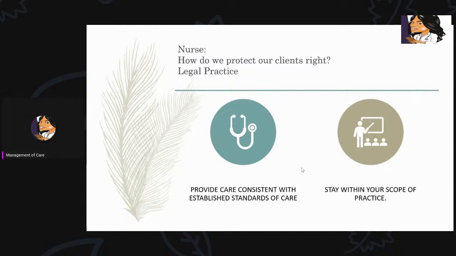Remember, if something happens, they're going to ask, were your actions prudent and reasonable as a nurse? So just always remain within the standards of care.